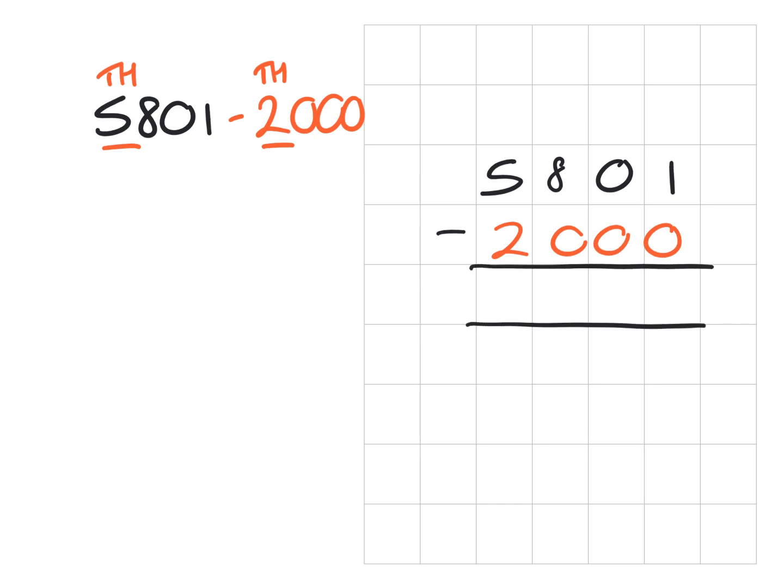So 1 take away 0 remains 1. We've got the tens, 0 take away 0 is 0. We have 800 take away 0 remains as 800, and again thousands is where the action is going to happen. So 5,000 take away 2,000 leaves us with 3,000 for a final answer of 3,801.